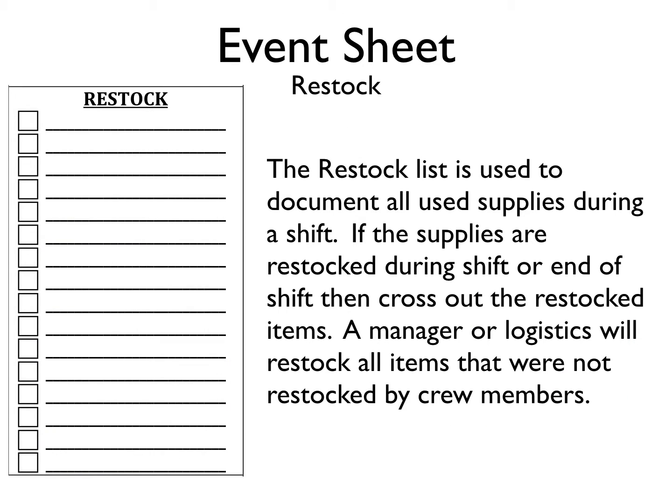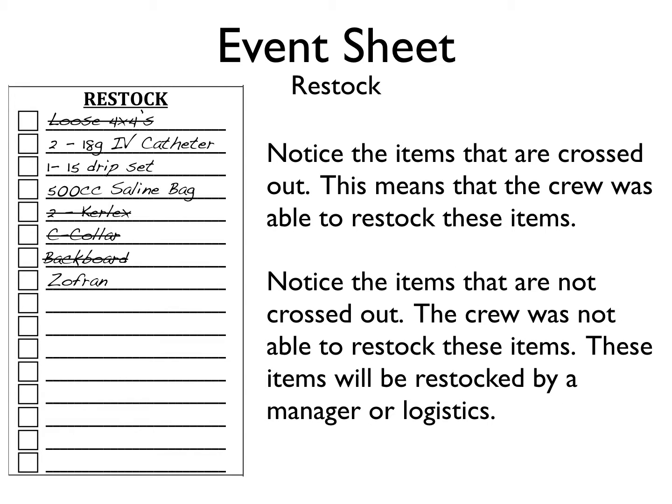Below the equipment checkout list is a restock list. This is where you can write all supplies used during a shift. If supplies are restocked during a shift or at end of shift, please make sure to cross out those restocked items. A manager or logistics will restock all items that were not restocked by crew members. Here's an example of what I'm referencing. The items that were crossed out were restocked either from an ambulance or from somewhere else, or at end of shift. The items that were not crossed out need to be restocked by a manager or logistics.